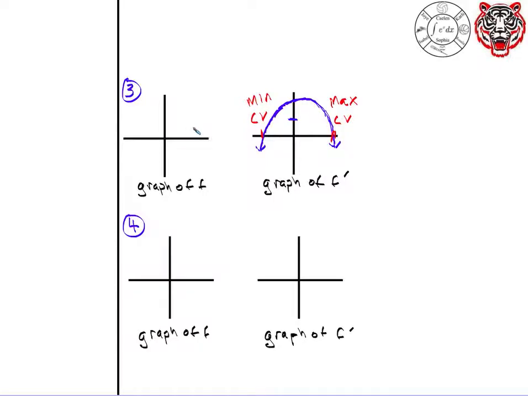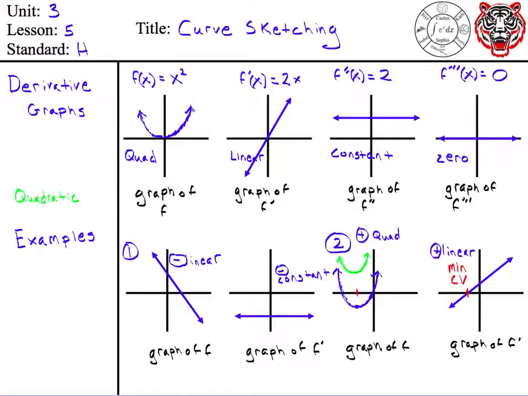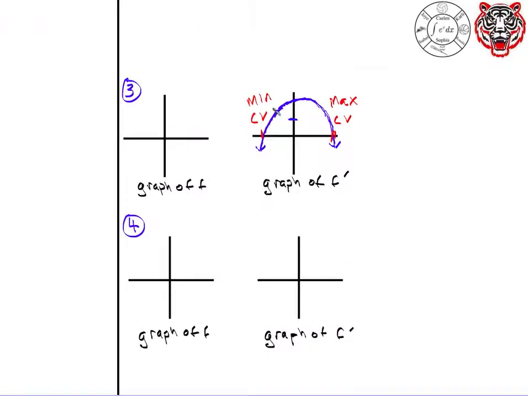Well, what type of function turns into a negative quadratic? I should have asked that question, but this is a negative quadratic. What type of function turns into a negative quadratic when I take the derivative? I don't have an example here, so I can't really figure it out, but you can remember this from a previous lesson. Let's actually do this in blue. This is a negative quadratic.